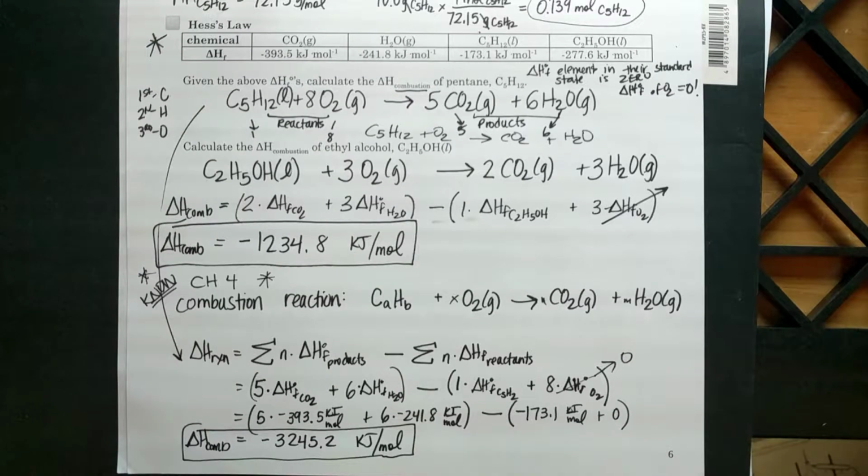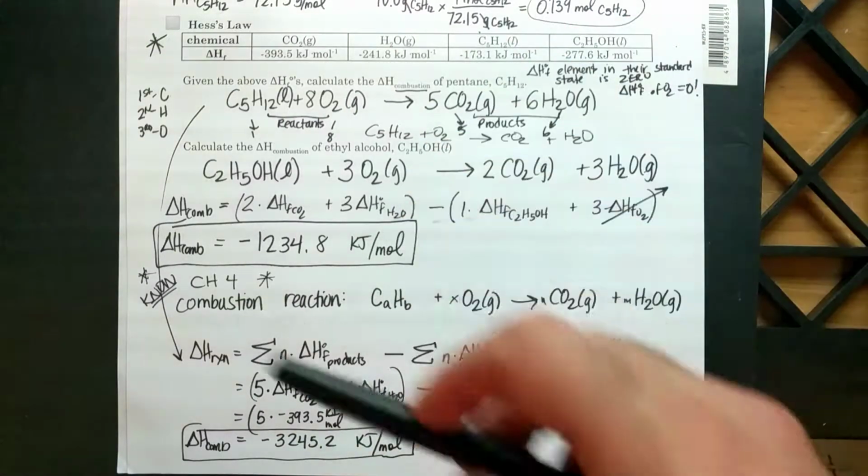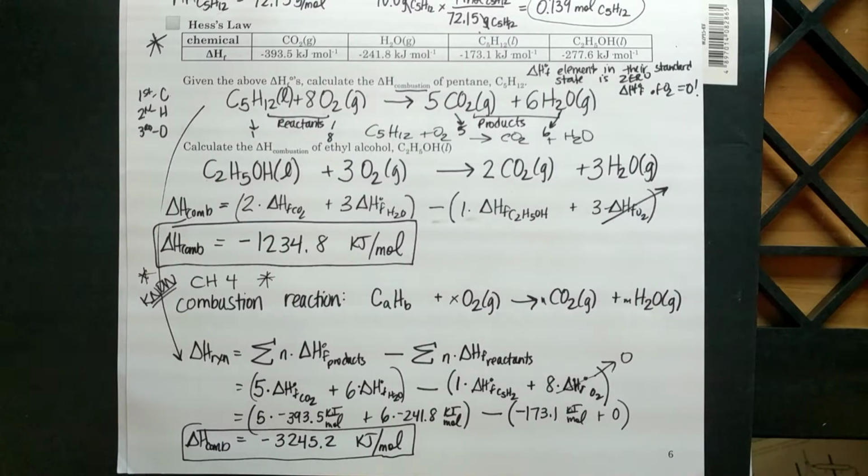All right, so this is a quick video for quick check number 4, part 2, using Hess's Law. We will get questions on our quizzes and on the AP exam about using delta H's of formation to solve for the delta H of a reaction.